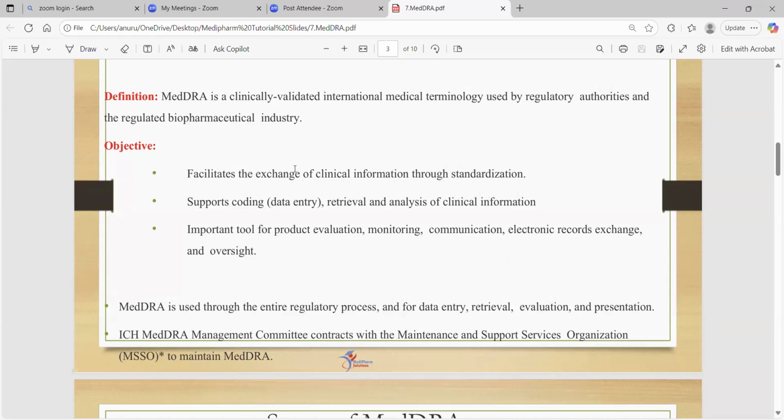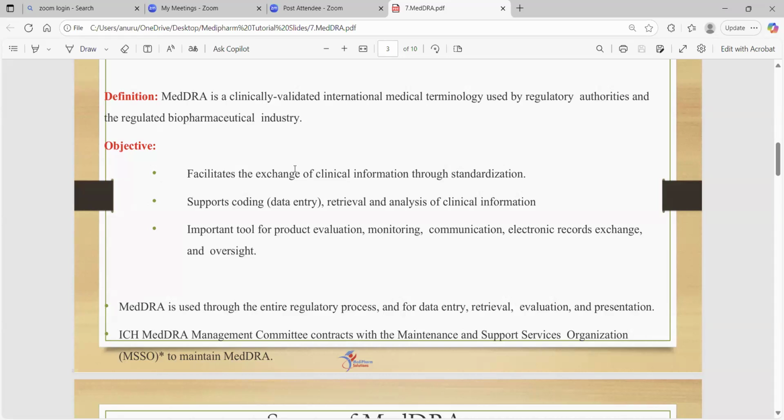This is important for the electronic record exchange and also for the overall oversight, whether the drug is in phase 1, phase 2, phase 3 clinical trial, or the drug has been marketed, or the drug is in phase 4 clinical trial. So to do the oversight, MedDRA is super useful. And MedDRA is used through the entire regulatory process, from data entry to data retrieval, evaluation, presentation.